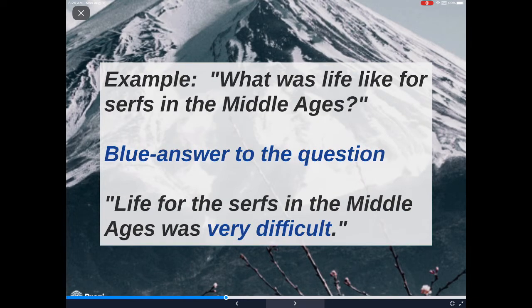So, for example, we still got that same question. What was life like for serfs in the Middle Ages? So the blue answer is the question. So remember, we picked out these pink words like life, serf, and Middle Ages. So they've finished up this first response with life for the serfs in the Middle Ages was very difficult. And we see how this ends our first sentence and how it's only two words, but it still answers the question. How was it like? It was very difficult. That answers the question.